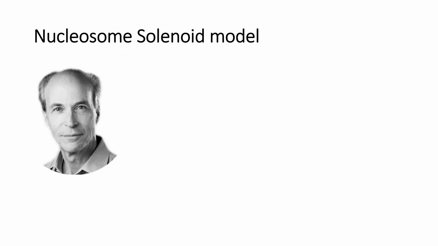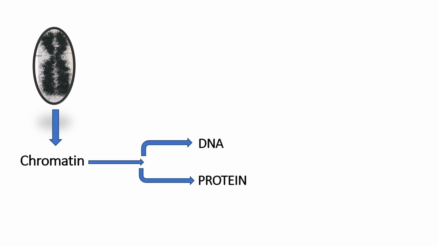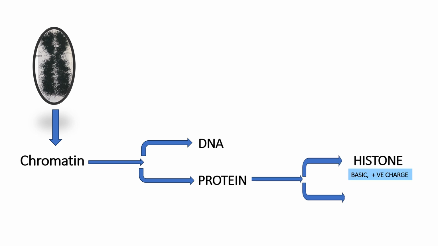In 1974, Kornberg proposed that DNA and histones are organized into repeating subunits called nucleosomes. Chromosomes are basically composed of chromatin. Chromatin primarily consists of DNA and proteins. The proteins are of two major classes: histones, which are basic proteins having positive charge, and non-histones, which are acidic proteins having negative charge.